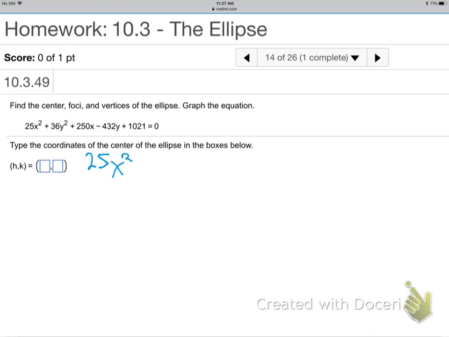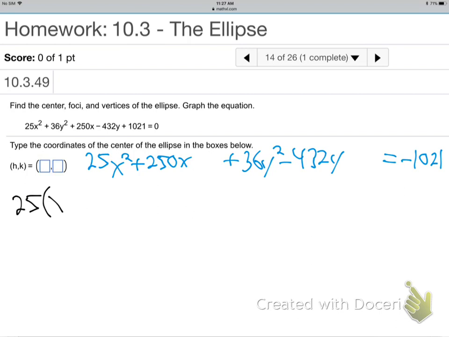So 25x squared plus 250x. I gather the x stuff together, they kind of all shuffled around. Gather the y stuff together. Push the 1021 to the other side, it becomes a negative 1021. Everybody good so far? Okay, now you know what to do, right? Factor out. Take out that 25, leave a blank. Take out that 36. Use your calculator.